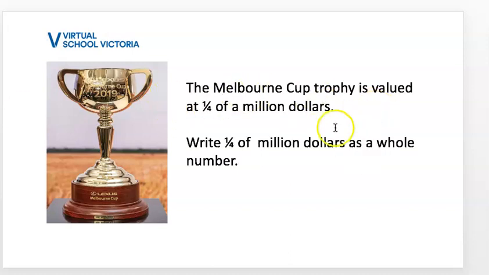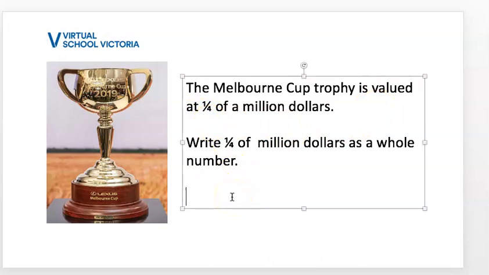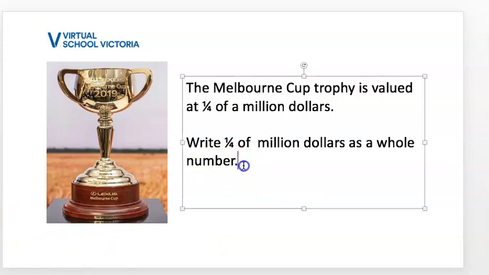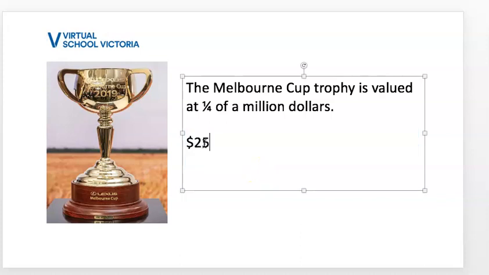The Melbourne Cup trophy is valued at $250,000. Say or write $250,000 as a whole number. And I'll do this for you. So it is $250,000, because if we had this 4 times, it would make $1 million.